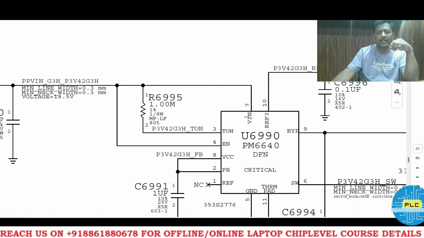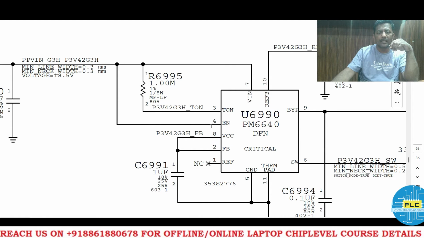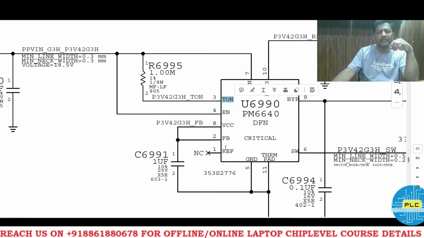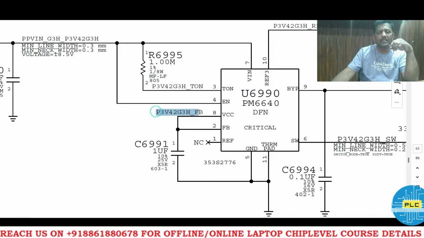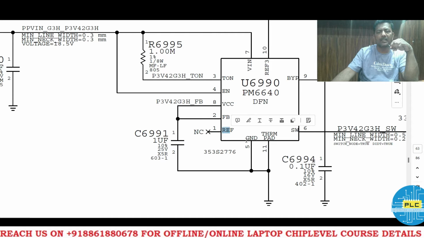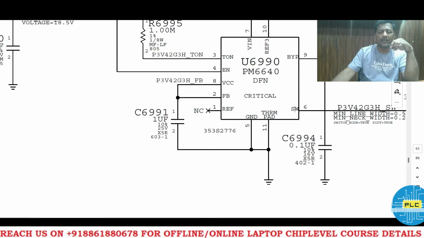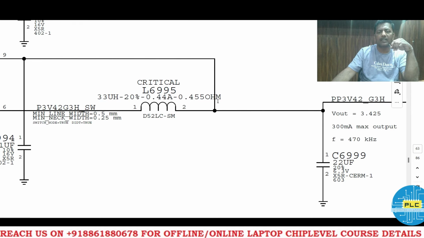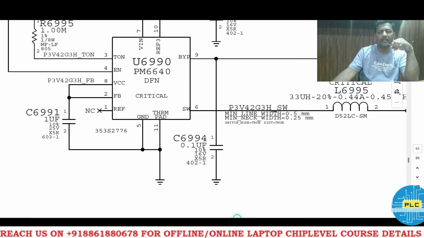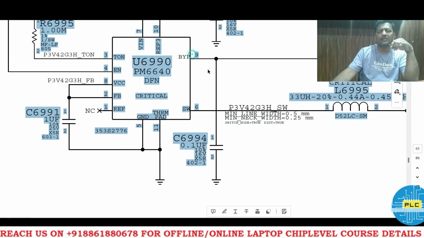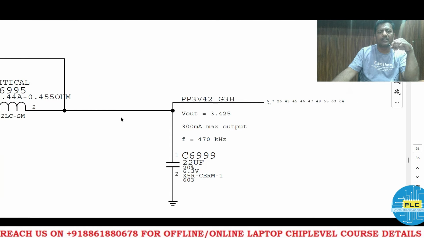Here is the V in supply for this. Enable gets the same voltage through this resistor. VCC, one more VCC, and the feedback. Here also there are two feedbacks. Reference has nothing, ground. Here is the switch. Through this switch and through the coil, as in buck converters, 100% you will get the coil. Through this coil, the output is PP3V42G3H. If you want bypass, there is one bypass signal also, pin number 9. After this coil, we will get the output.